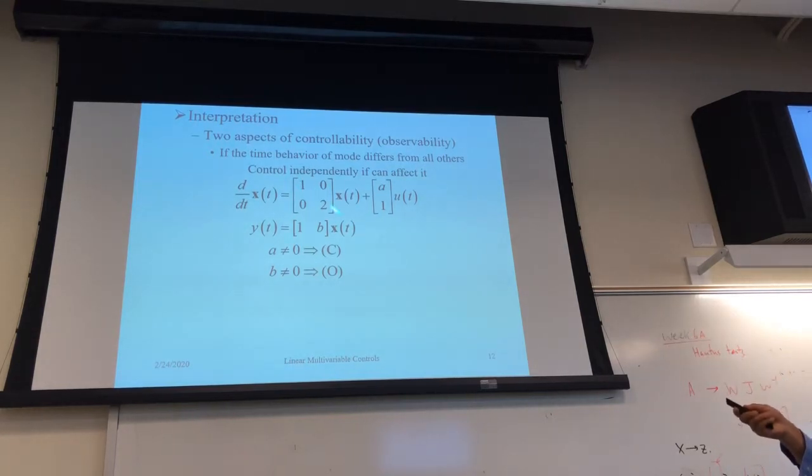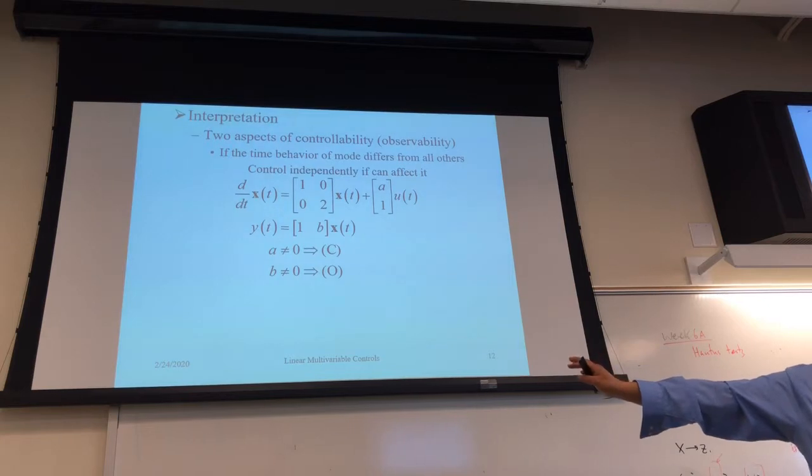You have distinctive eigenvalues. So you have 1 and A. If A is 0, that means the control U will not affect x1 at all. Because it's 0. So when A is 0, it's not controllable. The same thing is true that if B is 0, then x2 is not observable. So the same idea. I hope this is clear, right? This is clear.